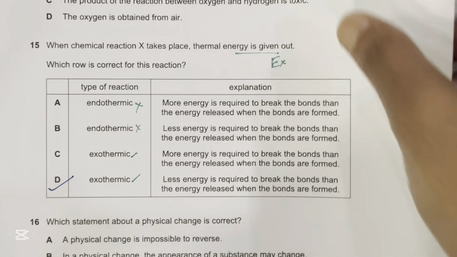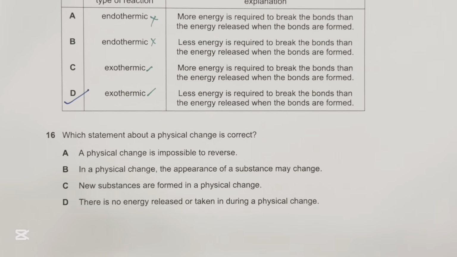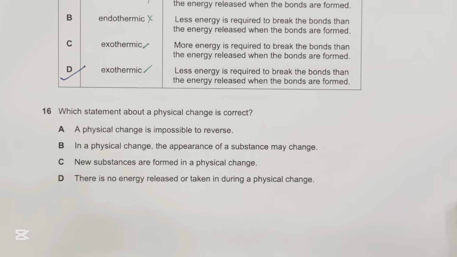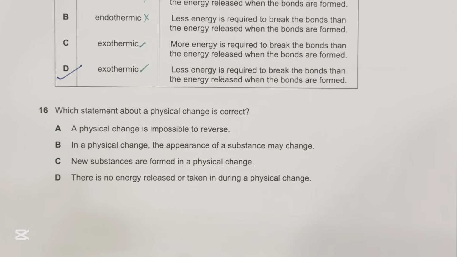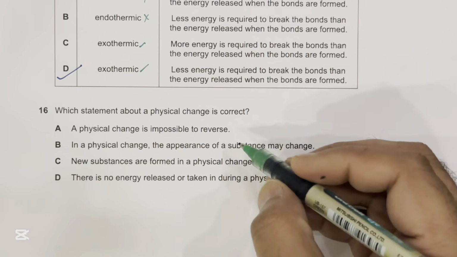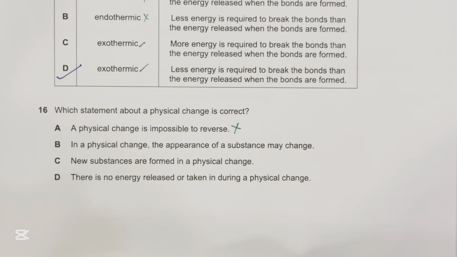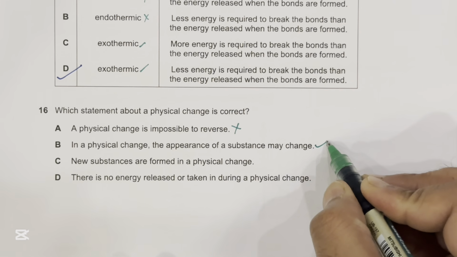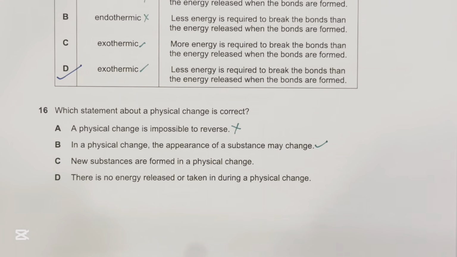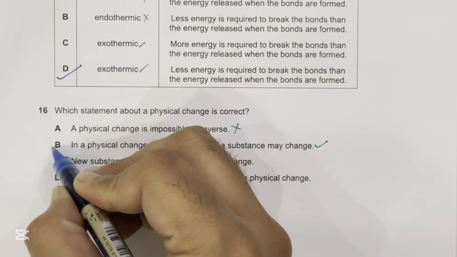Moving to question number 16. Which statement about a physical change is correct? A physical change is impossible to reverse. This is wrong. It can easily be reversed. In a physical change, the appearance of a substance may change. Yes, the appearance of a substance may change. So this is the right option for a physical change.